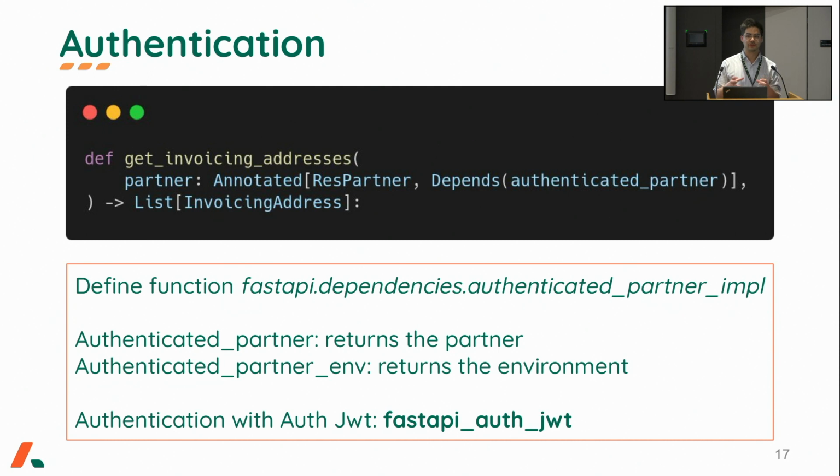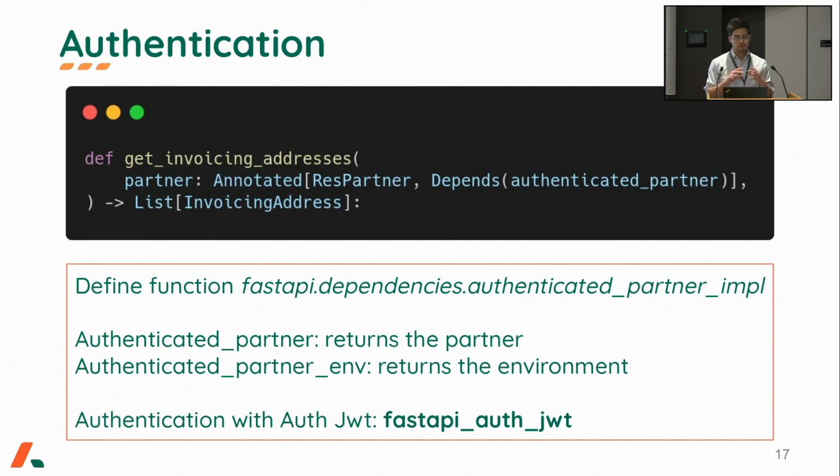Let's define the function that is really run when I'm calling my new route. This function will be get invoicing addresses, and it takes as a parameter only partner with the new mechanism that I just introduced you, dependency injection, and it injects the method authenticated partner. In FastAPI, there are already two built-in functions that are authenticated partner and authenticated partner env that returns a partner and the environment of the authenticated partner.